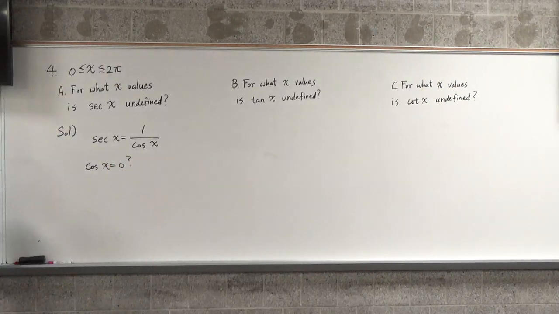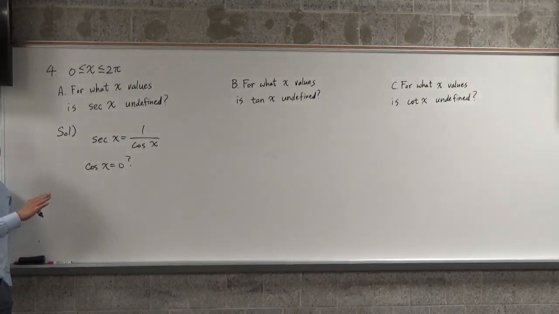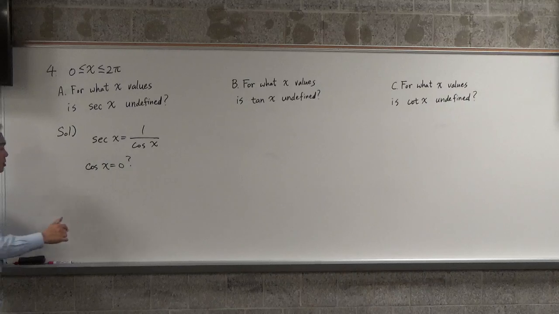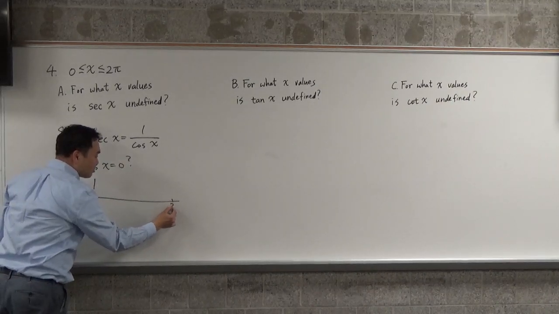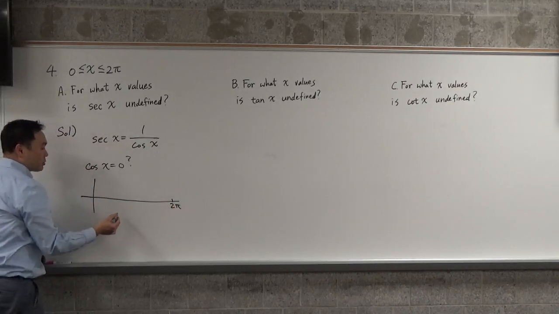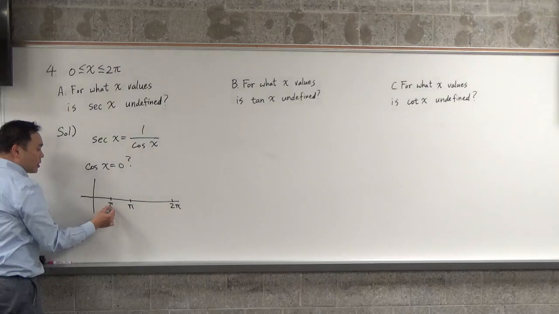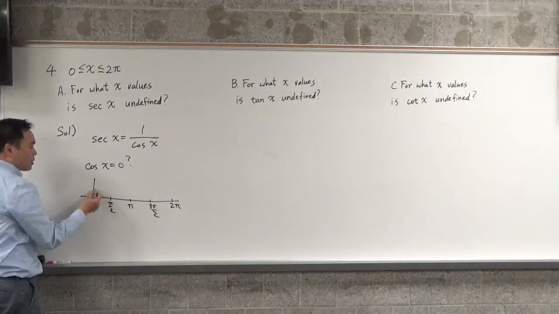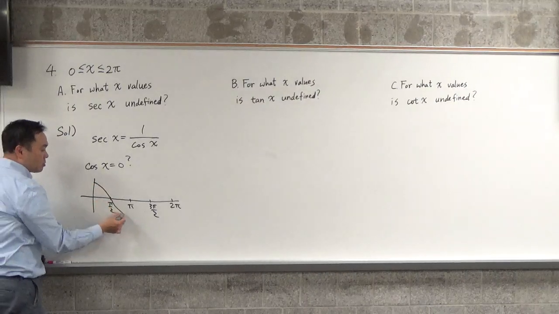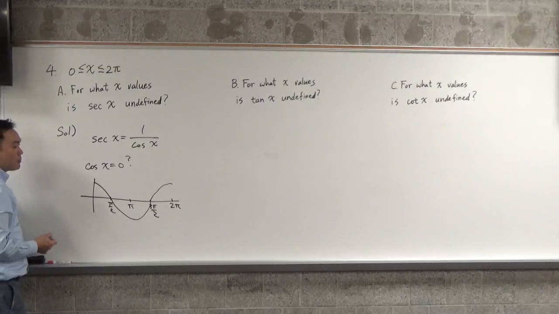Okay, hopefully if you can picture the graph of cosine, then the answer is just obvious. But because a lot of you are still trying to get used to this, let's take some time to draw the cosine graph. 2 pi, pi, pi over 2, 3 pi over 2. The graph of cosine goes like 1, 0, negative 1, 0, and 1. That's the cosine graph, okay?